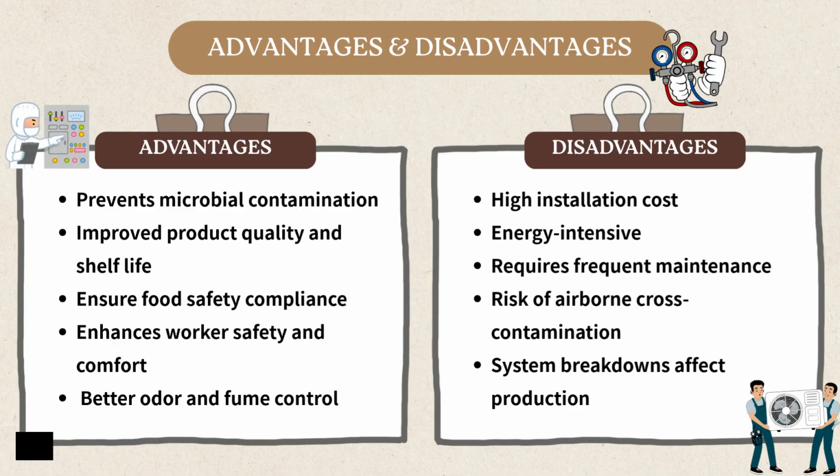Lastly, system breakdowns can affect production. A failure in HVAC can stop operations, which will cause food spoilage and lead to financial loss. In conclusion, the HVAC system plays a critical role in maintaining food safety, quality, and also worker comfort. However, it also comes with challenges such as cost, energy use, and also maintenance. A well-managed HVAC system is essential for ensuring efficient and safe food production.